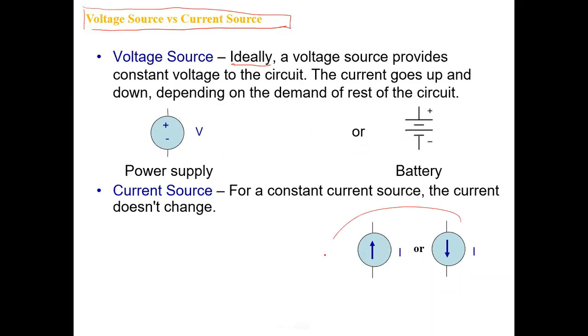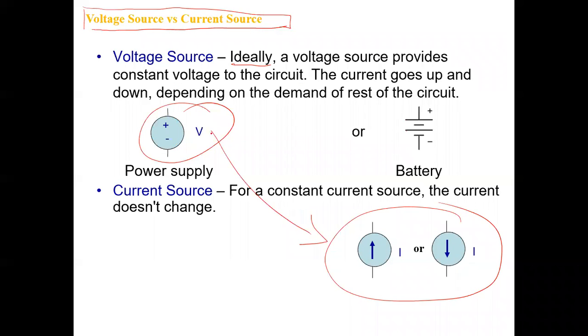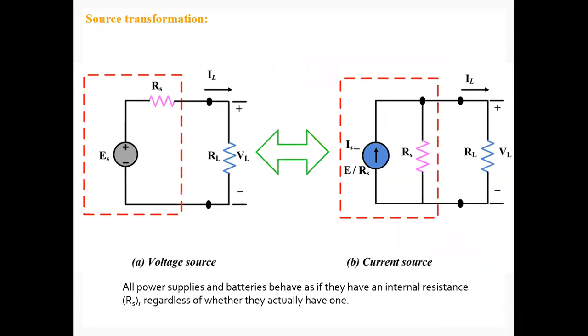Why am I saying this? Because we can change the voltage source to current source. So in that case, you have to pay attention to that plus and minus. Wherever plus is, the arrow goes that way. So that's what I meant. So you can transfer one source to the other source, okay?